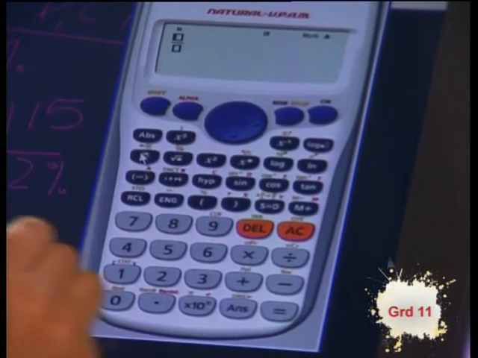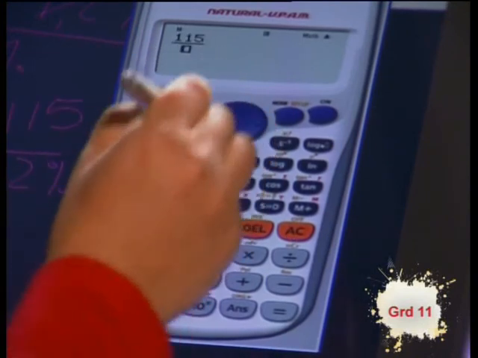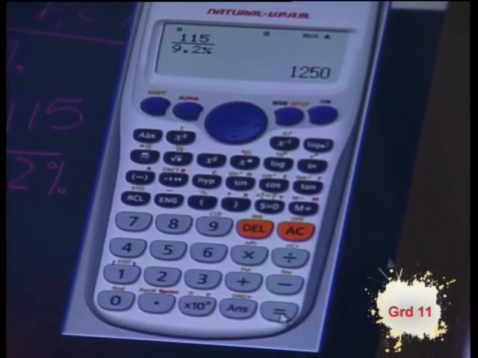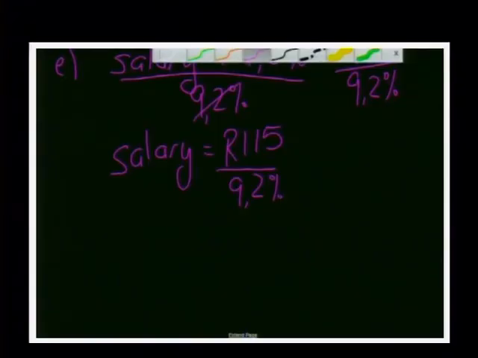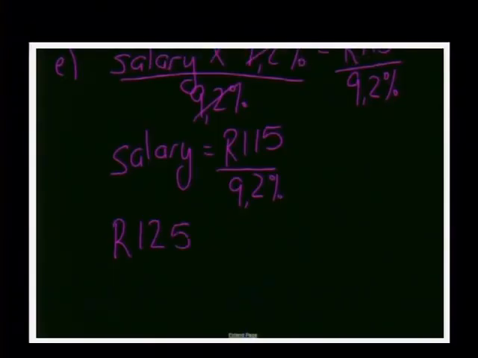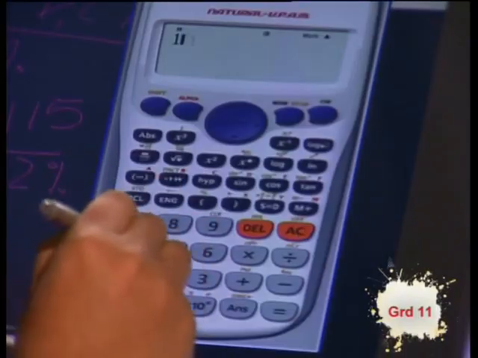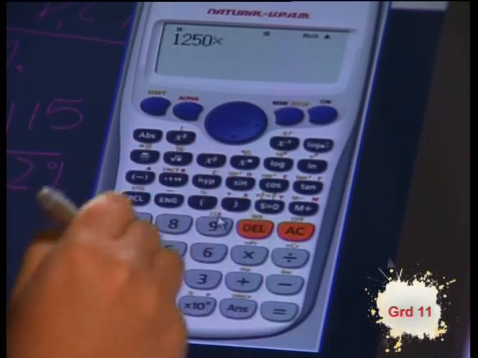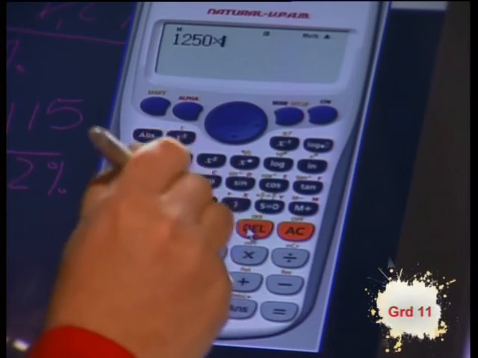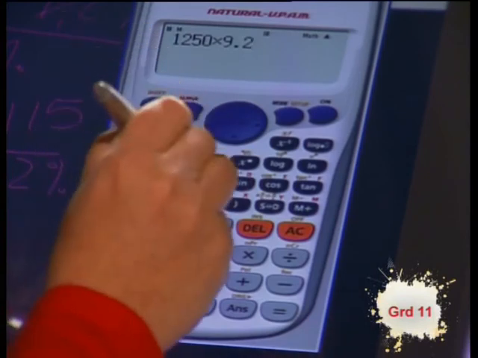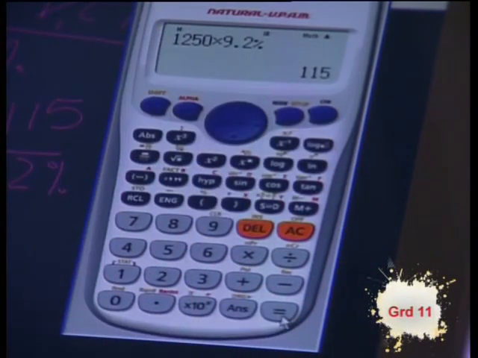So we can use the fraction button, 115 Rand divided by 9.2%, and her salary is 1,250. I can double check that. I can multiply that by 9.2 just to check that I have got the correct answer. So let's quickly check that. If I take my salary that I've calculated times by 9.2, that's not a percent, and I get 115 Rand. So I know my answer is correct.